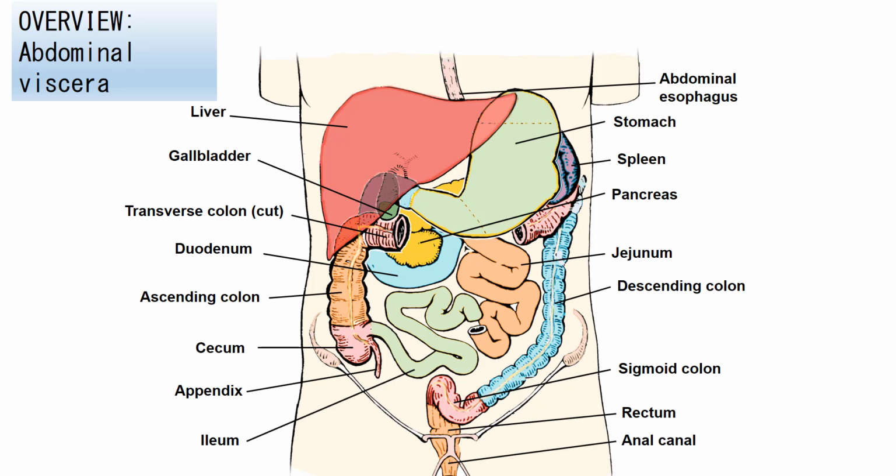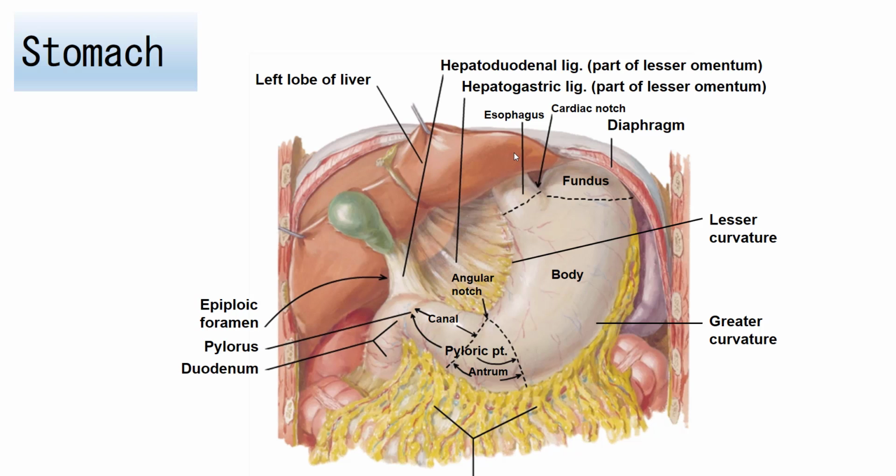Today we're going to try to discuss in detail the organs that are derived from the embryonic foregut, namely in that case the stomach, the duodenum, the liver and gallbladder, the pancreas, and the spleen, which is actually not part of the GI tract, and it's also not derived from the foregut. Next up is the stomach.